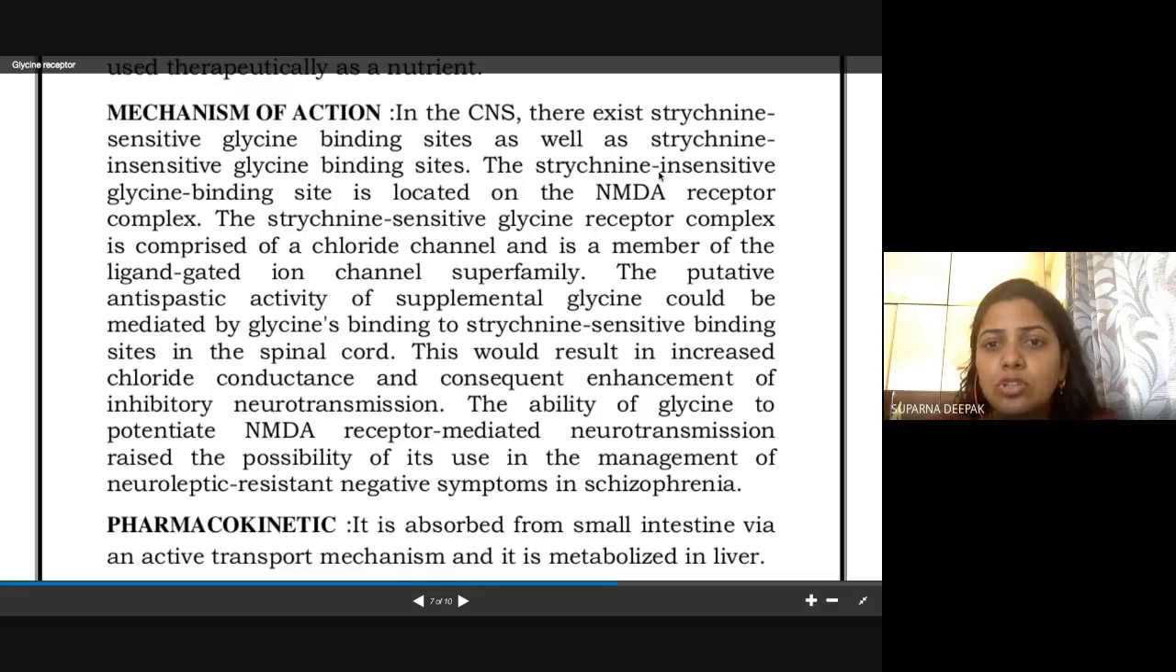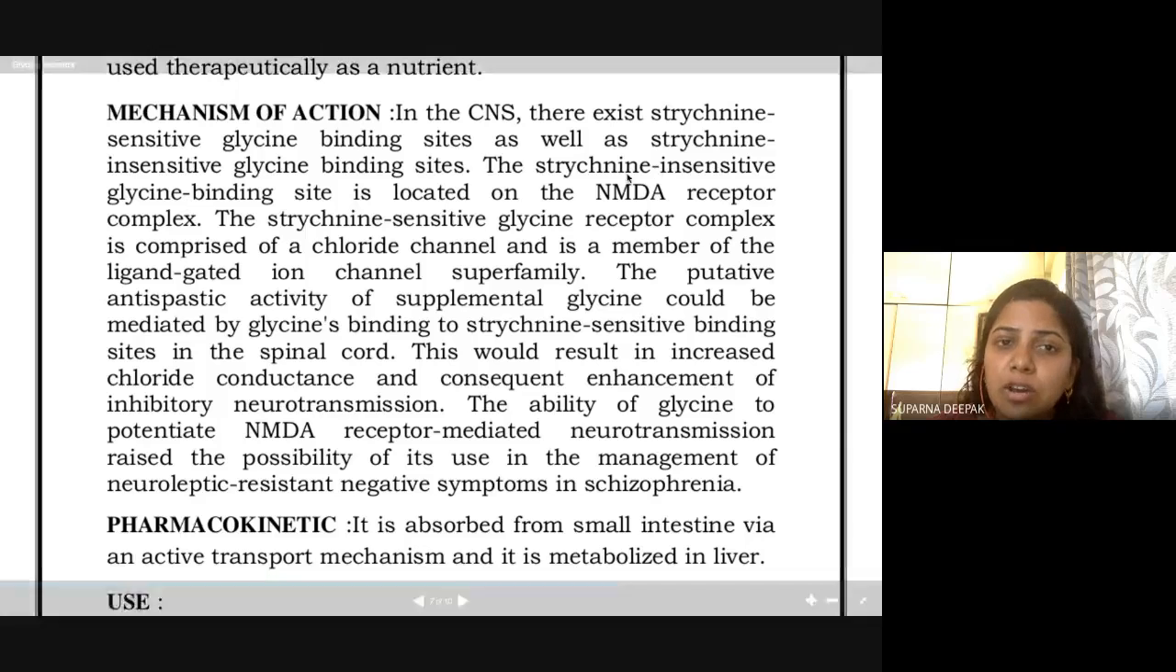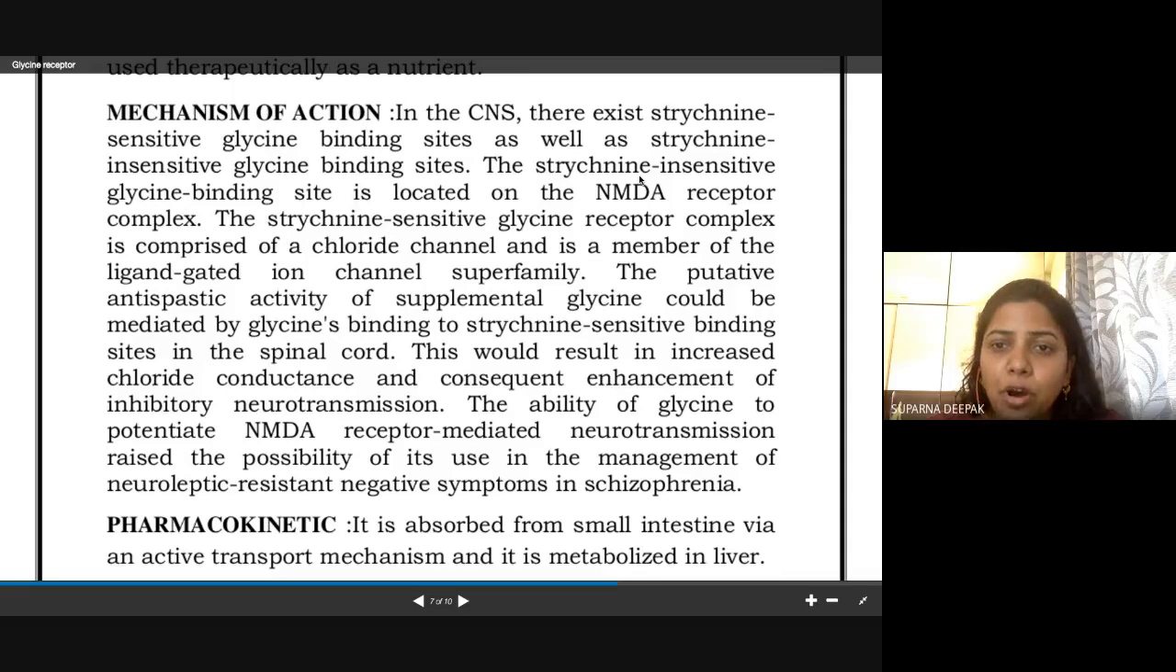So in the central nervous system, there exist strychnine-sensitive glycine binding sites as well as strychnine-insensitive glycine binding sites. Strychnine is a kind of poison. It is an antagonist for glycine. These are located on the NMDA receptor complex. NMDA receptors you will be learning when we talk about catecholamines, so I'm not going into detail of that.